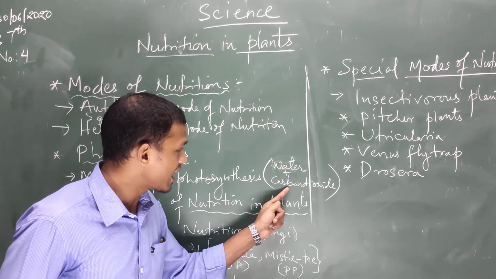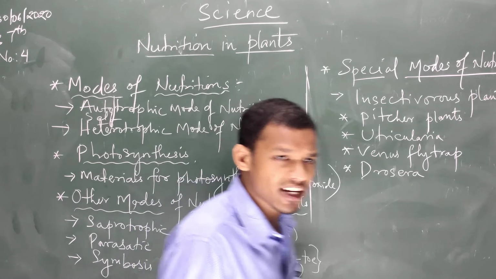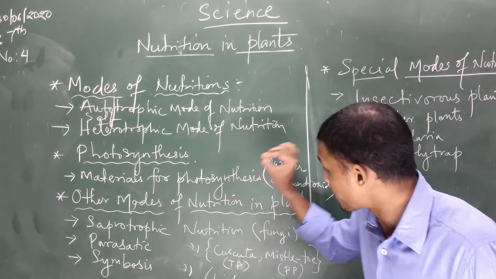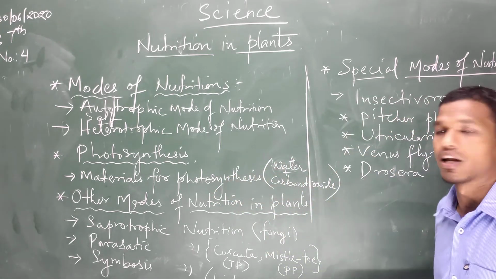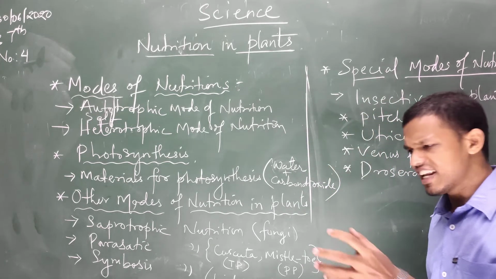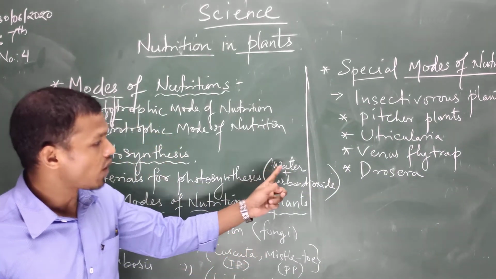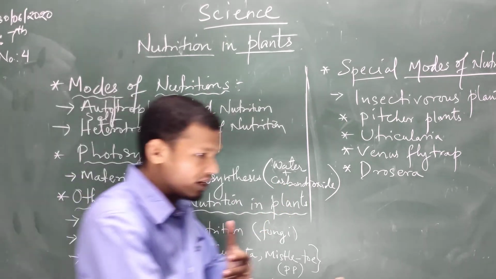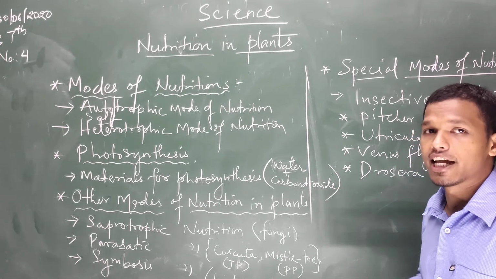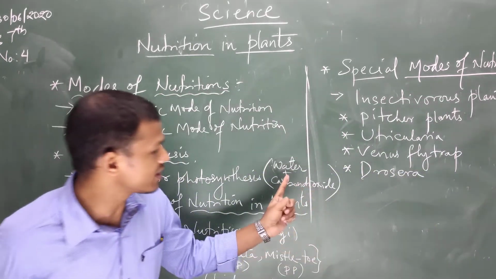But after absorbing water and carbon dioxide, it requires some energy to synthesize, or to carry out this function. So in the presence of sunlight only, this process is carried out. Why is this energy required? Because water and carbon dioxide merge together to form oxygen and carbohydrate, that is glucose. What is glucose? We can also say carbohydrate.